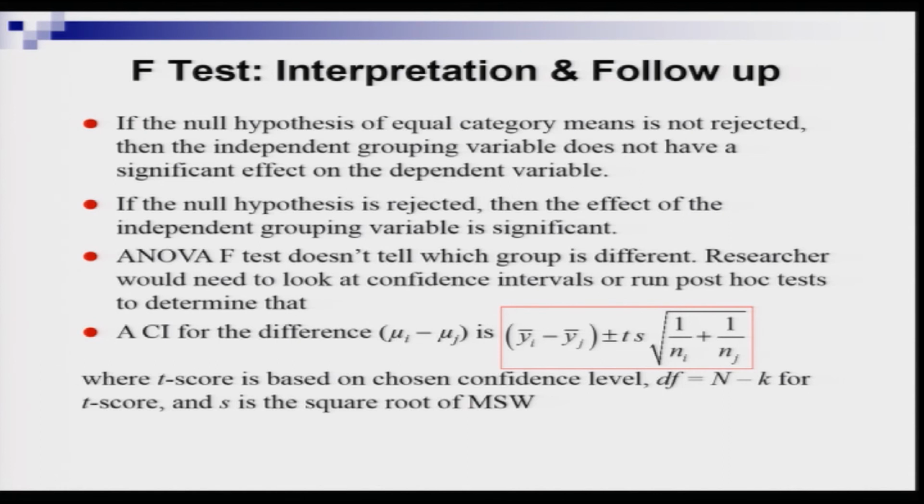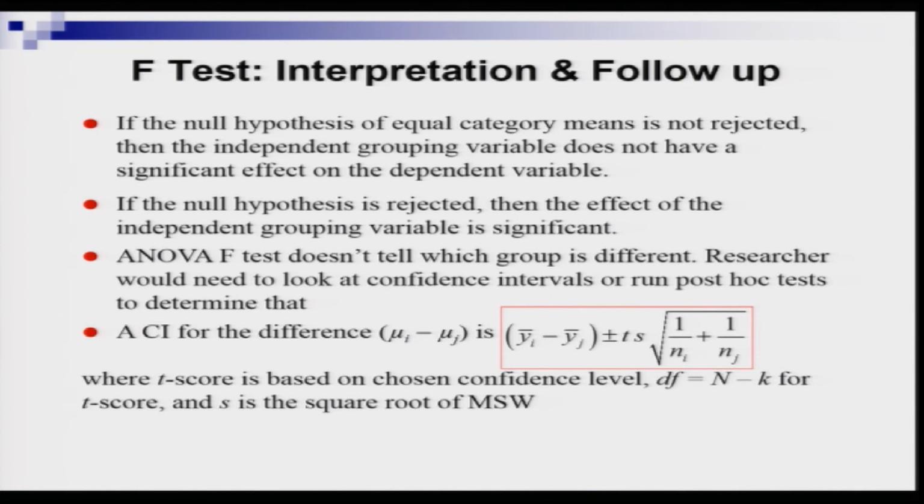A confidence interval (CI) for the difference between two population group means mu i and mu j could be developed from whatever sample statistic we have calculated from the data, and there is a formula for that, which I am showing you in the red box. It is very simple to remember. Mu i minus mu j is basically a population parameter which is unknown to us.